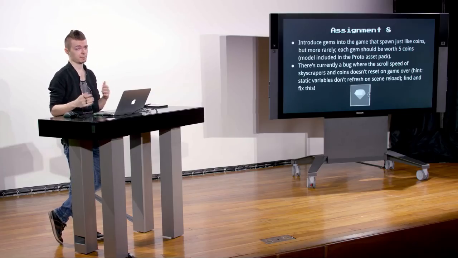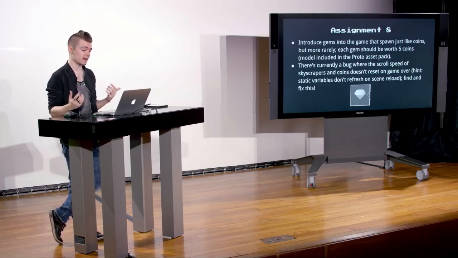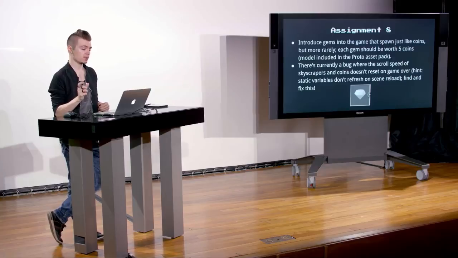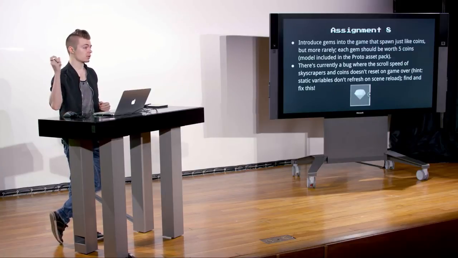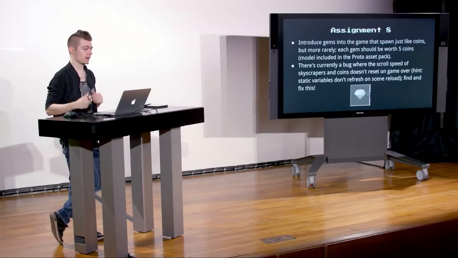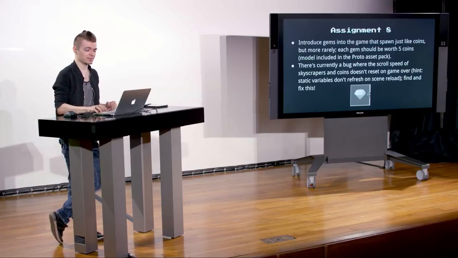This part's fairly easy too, because all it really is, is taking the same stuff we've looked at, the coin generator and coins, and then making gems that spawn in addition to the coins at a rarer rate. And these gems should be worth 5 coins. So when you collide with the gems, just add 5 to the coin total. And if you collide with a coin, add 1 to the coin total. And that's basically it for assignment 8.